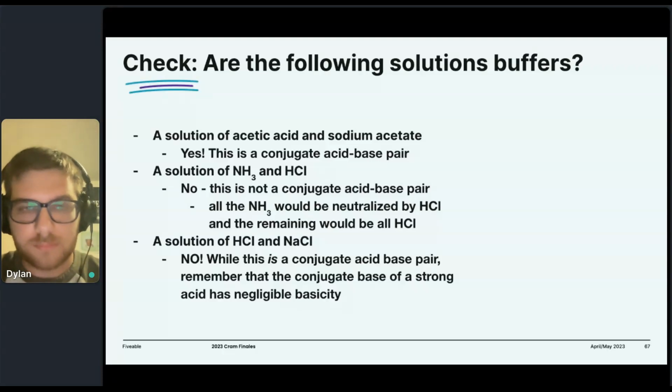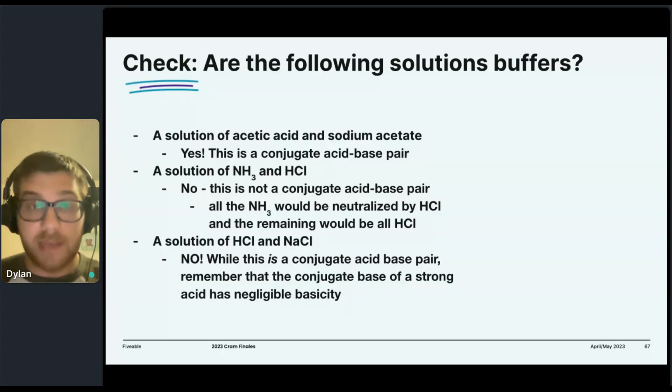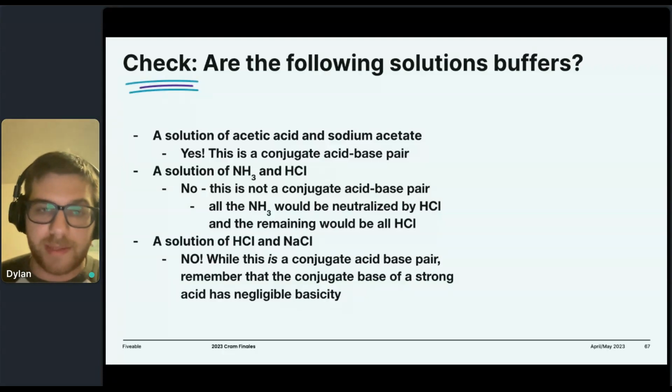So it's a buffer. Next, a solution of ammonia and hydrochloric acid. While this is a mixture of an acid and a base, this is not a buffer because it's not a conjugate acid-base pair.